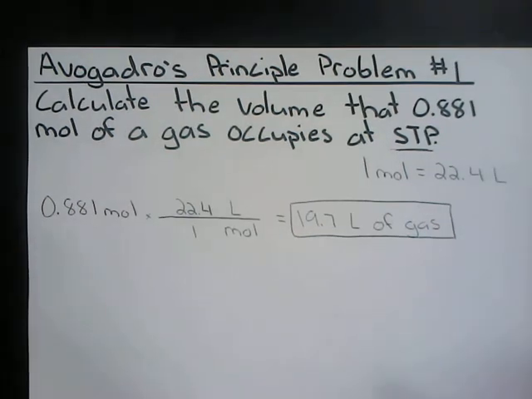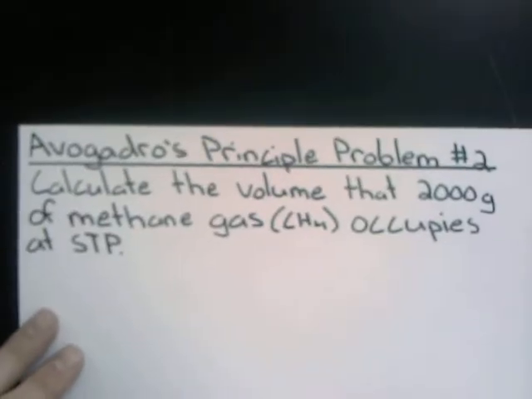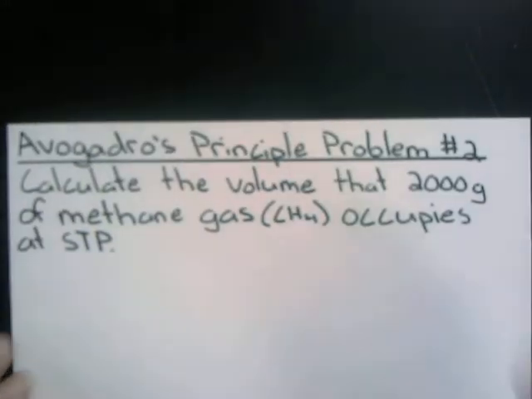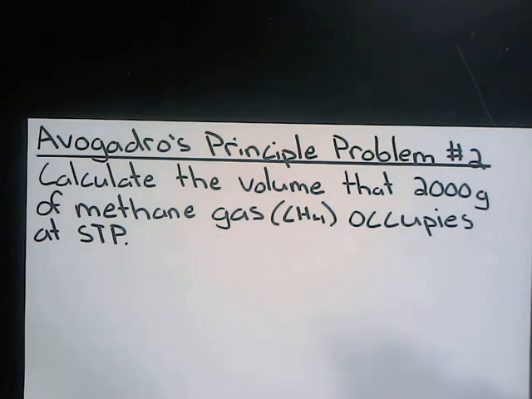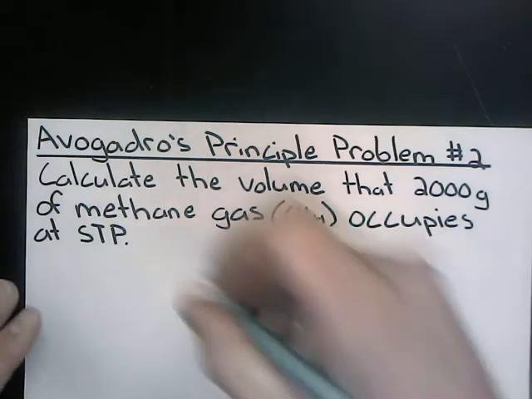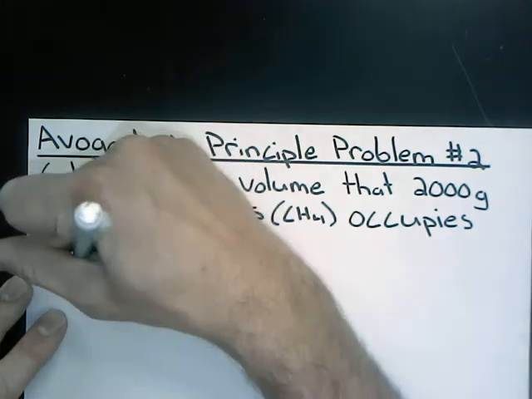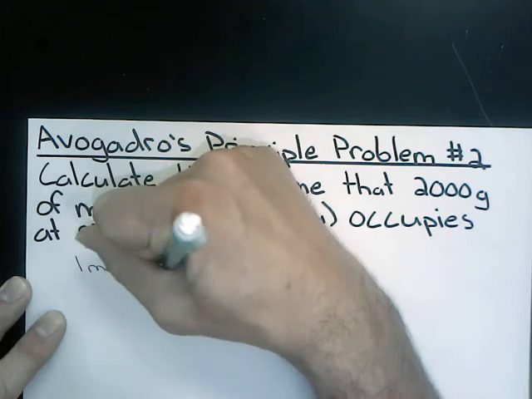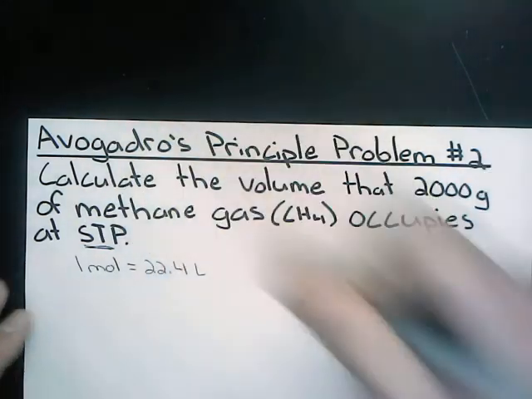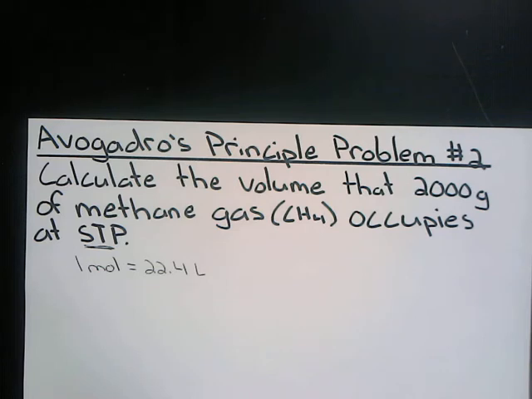All right, let's try another sample here where we got to do a little bit more work. All right, so now we still want to calculate the volume that 2,000 grams of methane, CH4, occupies at STP. All right, once more, we are at STP, so that means 1 mole is equal to 22.4 liters. Okay, that's really, really good.